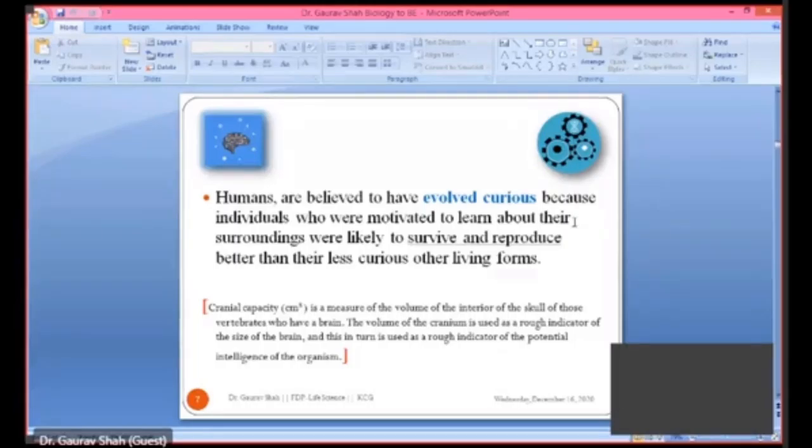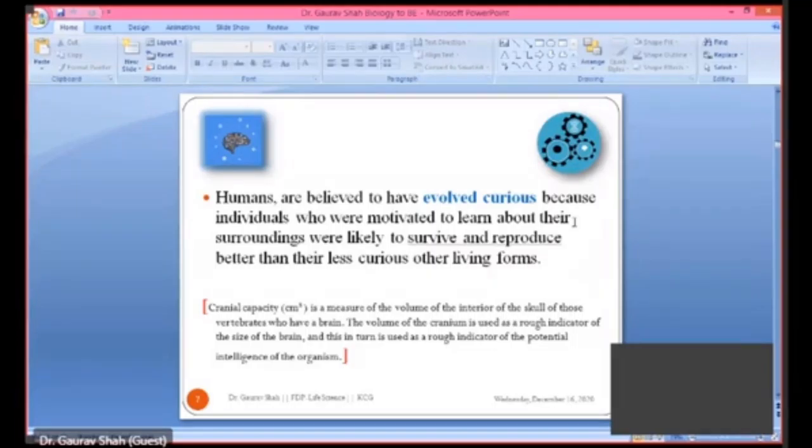The evolution of humans, and as we have seen, we have kept ourselves as the most intelligent and highly evolved species. I do have many question marks related to this: are we really that intelligent? Nature has created all of us in equality, but we are at the top, as we believe, and we have prepared that. But it is believed that we have evolved very curious, as we saw in the previous slide.